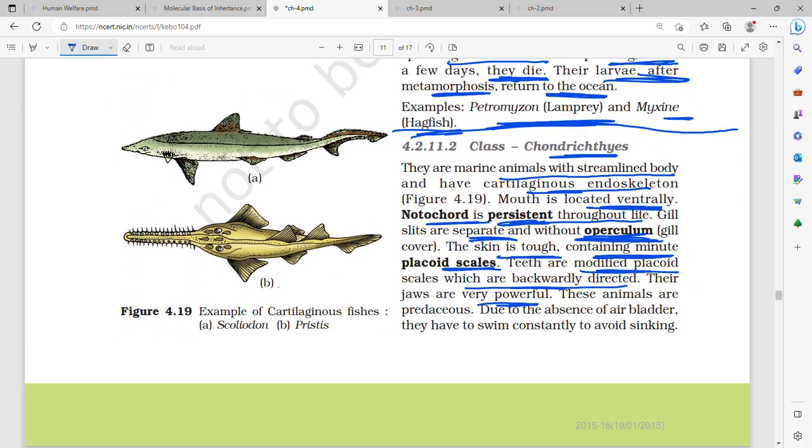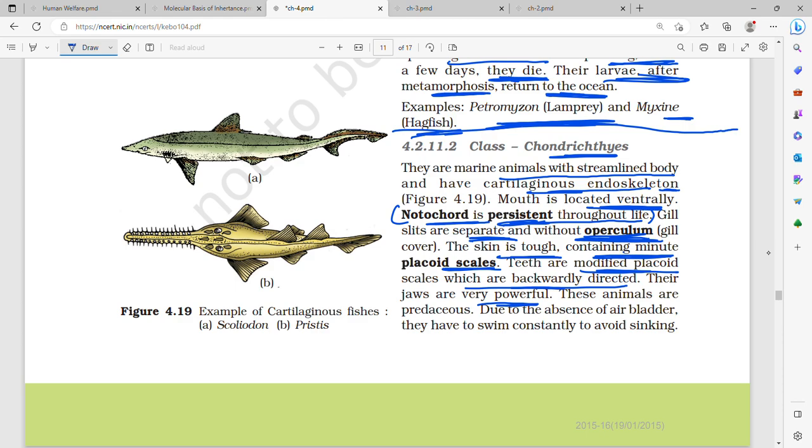Now, chondrichthyes are marine animals with a streamlined body and a cartilaginous endoskeleton. The mouth is located ventrally. The notochord is persistent throughout their life. The gill slits are separate and they are without any operculum or gill cover.